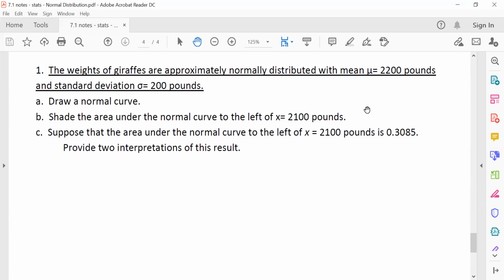So finally, the next question is, Josh, could you take a giraffe in a fight? A giraffe weighs on average 2,200 pounds, with a standard deviation of 200 pounds. So could I take a giraffe in a fight?